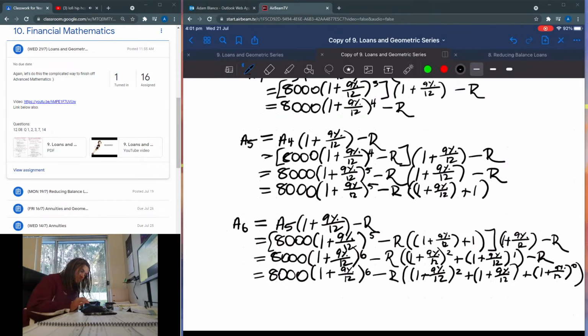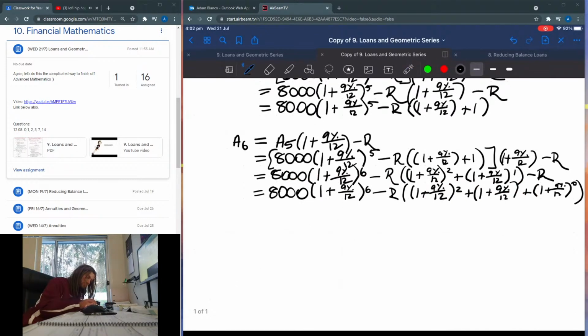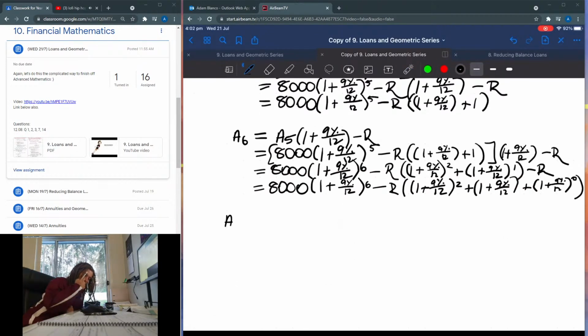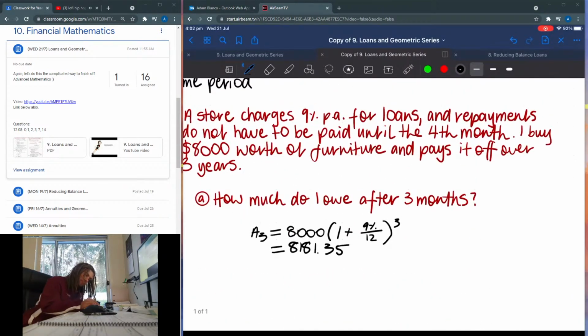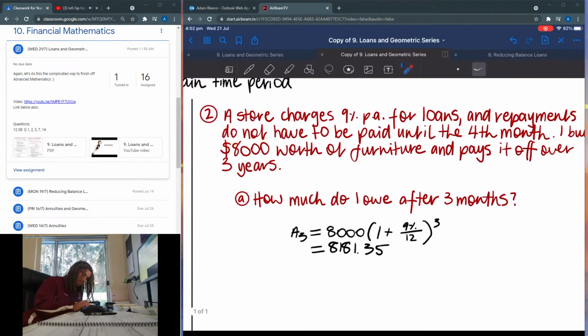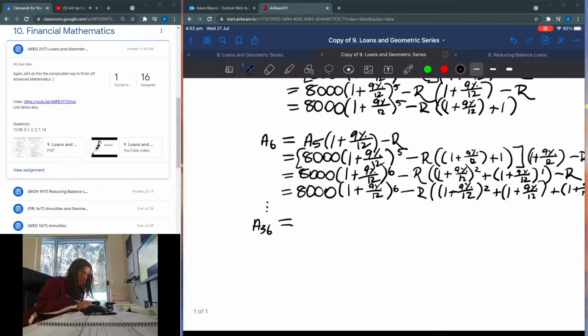Alright, so once I've got a few, you just do this until you see the pattern. So I can see the pattern now because I've got 3 distinct terms. Here I just had kind of this and plus 1. So I do it until I see a pattern. Now I go dot dot dot, well, I don't want to have to work all these out. How many am I going to have to work out? Well, I pay it off after 3 years. How many months is that? That's 36 months. So let's write what it would look like if it was A36.